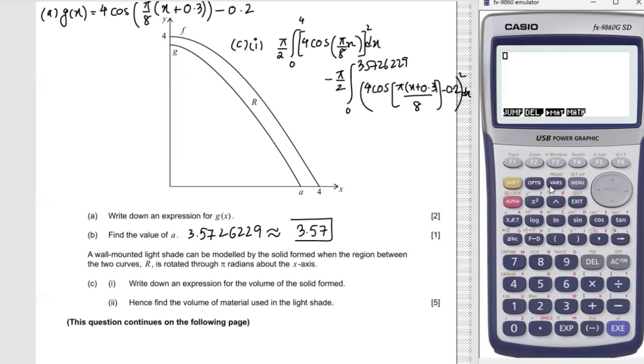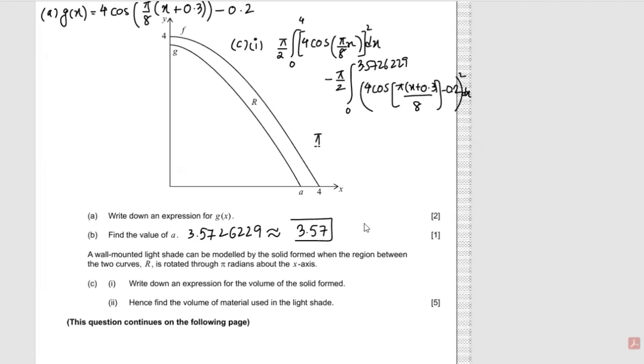Okay, so I'm going to evaluate the outer integral. I go to option, calculate, integral. Let's feed in the limits, 0 and 4. Now I put my function, which is 4 cos. Oh, I need to put the bracket since I want to square this. 4 cos, shift pi, x and divide it by 8. And now I'm going to square this thing. And well, let's go. It's 32.